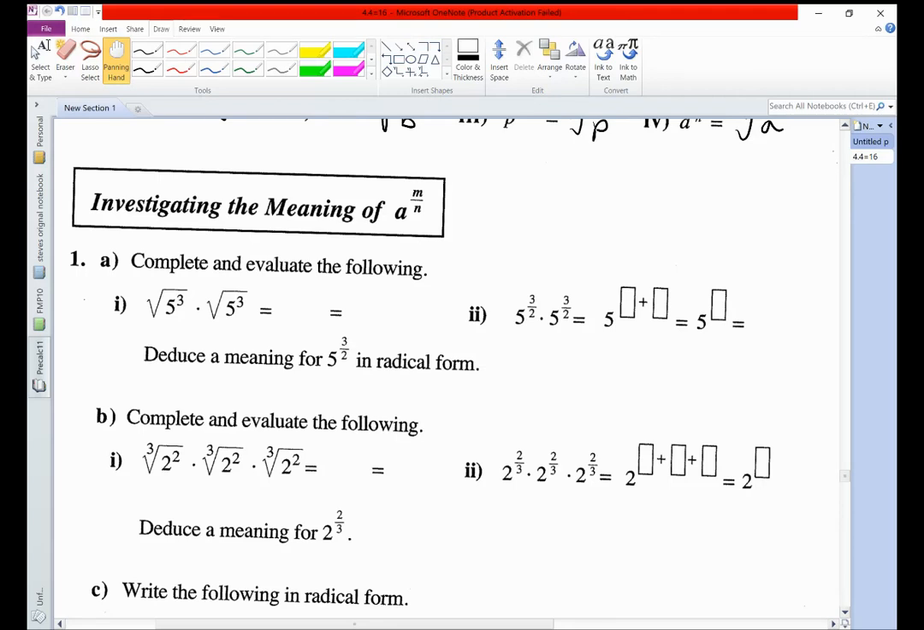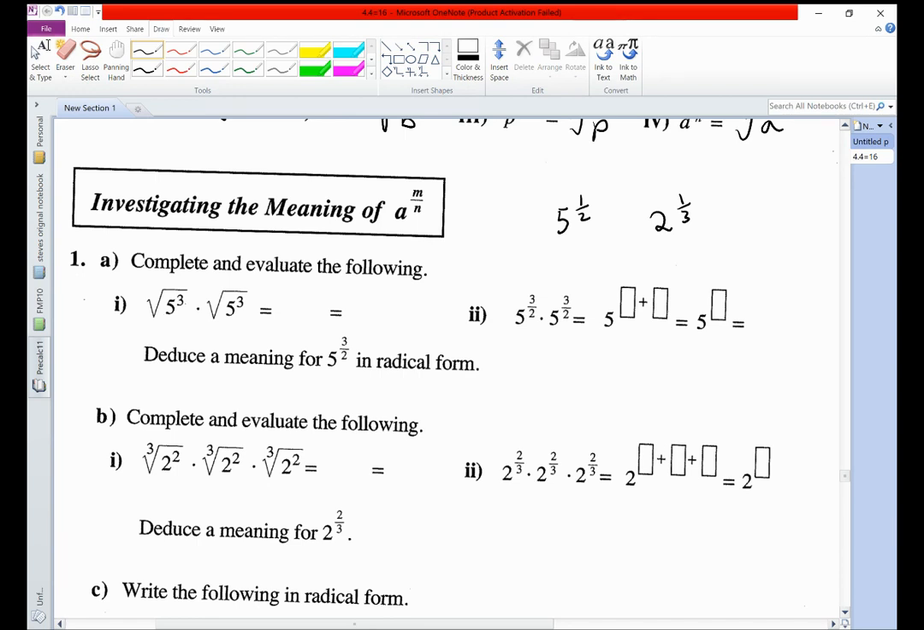Investigating the meaning of a to the power of m over n. So now what we're going to do is we're going to have a numerator in our exponent. So up until this point, we've been looking at, for example, 5 to the power of 1/2 or 2 to the power of 1/3. So our numerator has always been 1, but now we're going to look at what happens if it's not 1. What do we do?